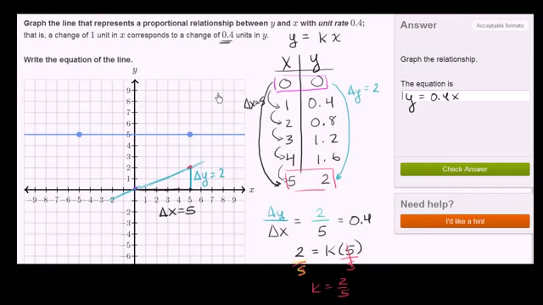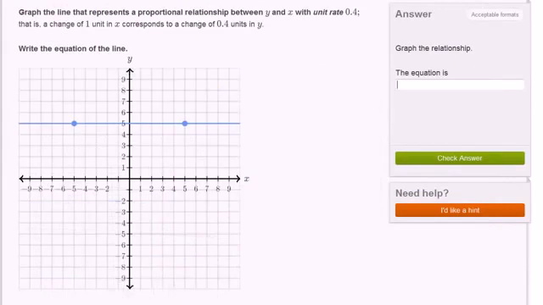So let's fill this in. Let's actually do the exercise now. So we had 2 points. One was the point 0, 0. When x is 0, y is 0. And when x is 5, y is 0.4 times that, so y is equal to 2. And we said the equation is y is equal to 0.4 times x. So let's check our answer.